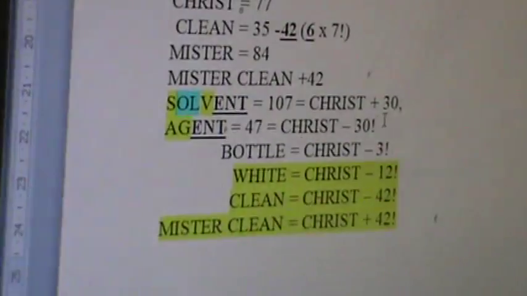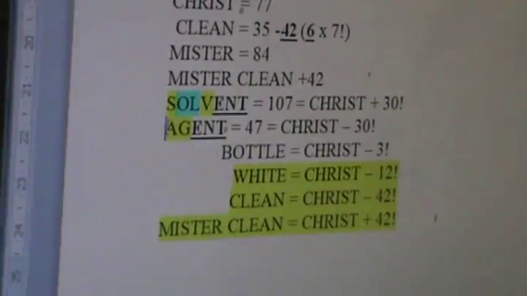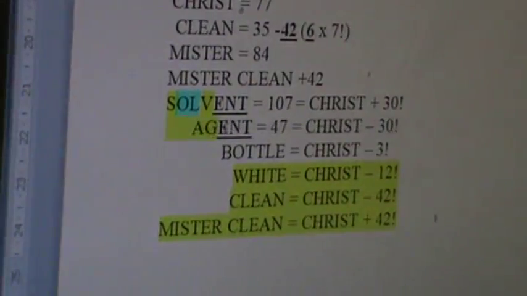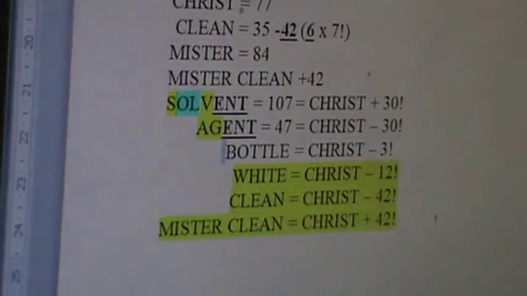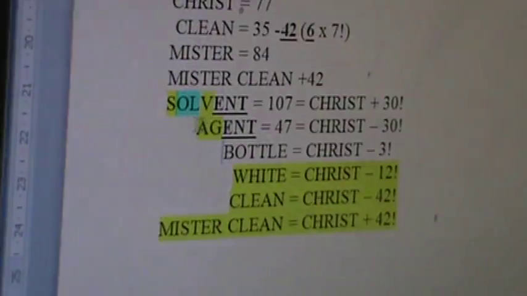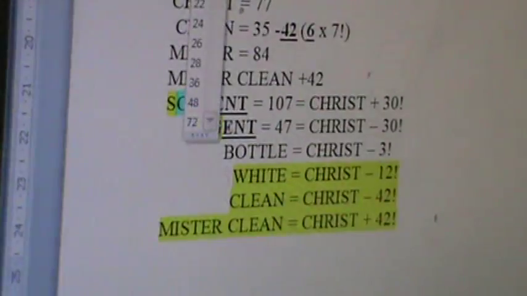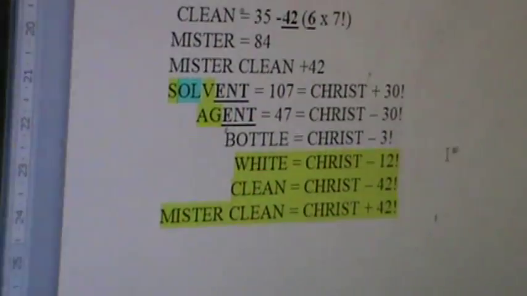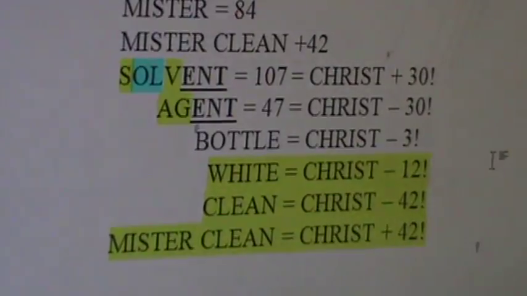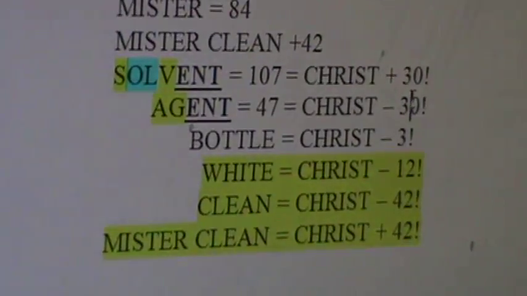I insist on taking a few moments to be an accountant here and make it look as pretty as reasonably possible, given our time. Trying to get flawless justification in Word is not always quickly done, but we can do our best. Just tidy that down. There you go. There's a fantastic set of accurate letters for the Christ. Okay, so solvent is Christ plus 30. Agent is Christ minus 30 for the glory of the Trinity.